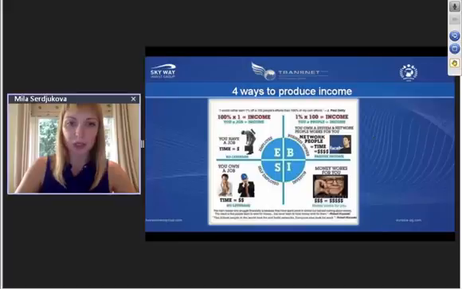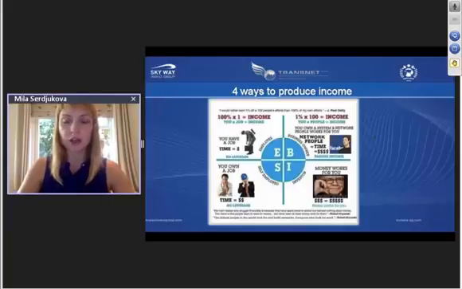Then S from self-employed. These are people who own their job. For example, if you're in the construction industry, or if you have your nail shop, you work for yourself and your time equals your money. And the last but not least, I from investor. So this is the only place where money works for you.